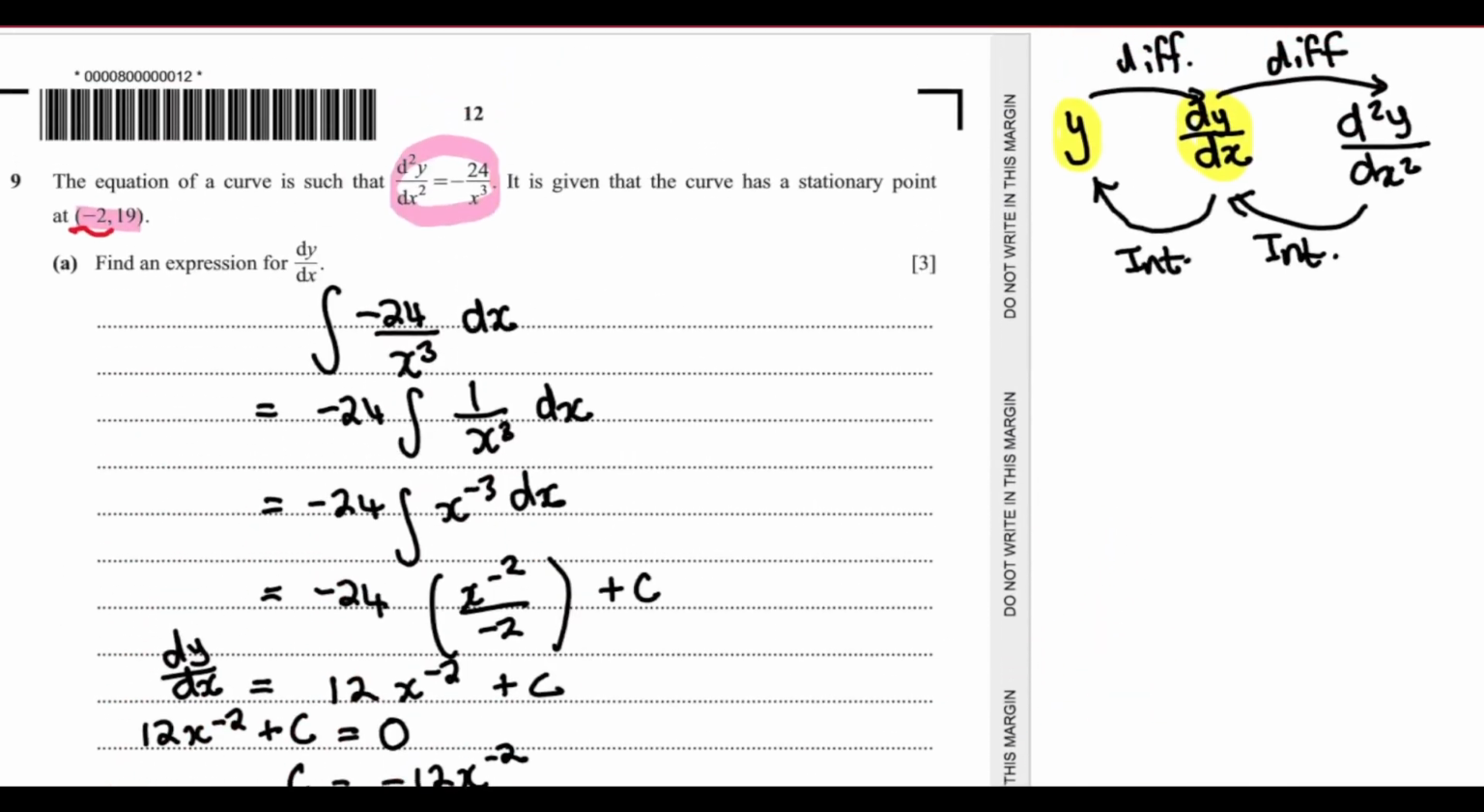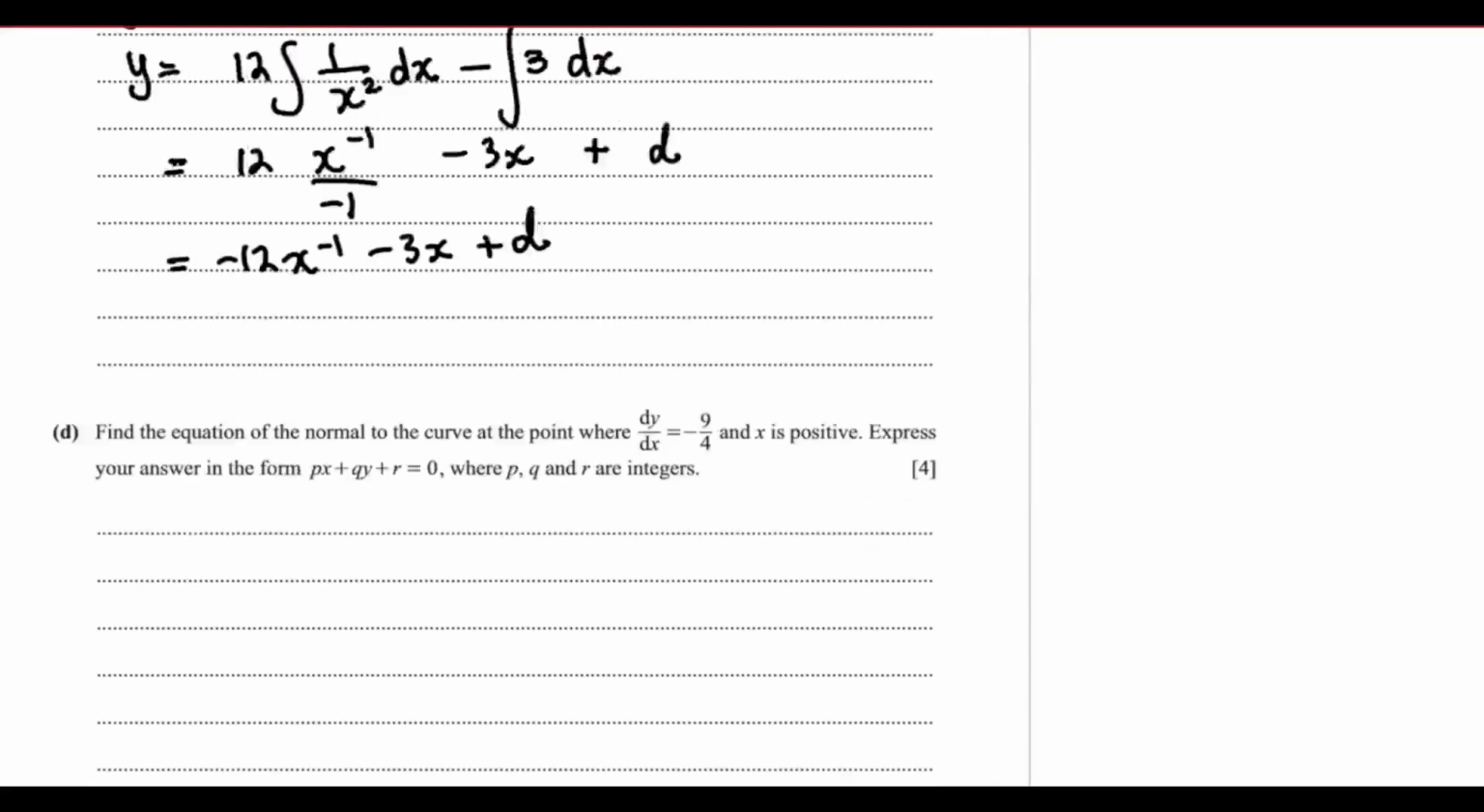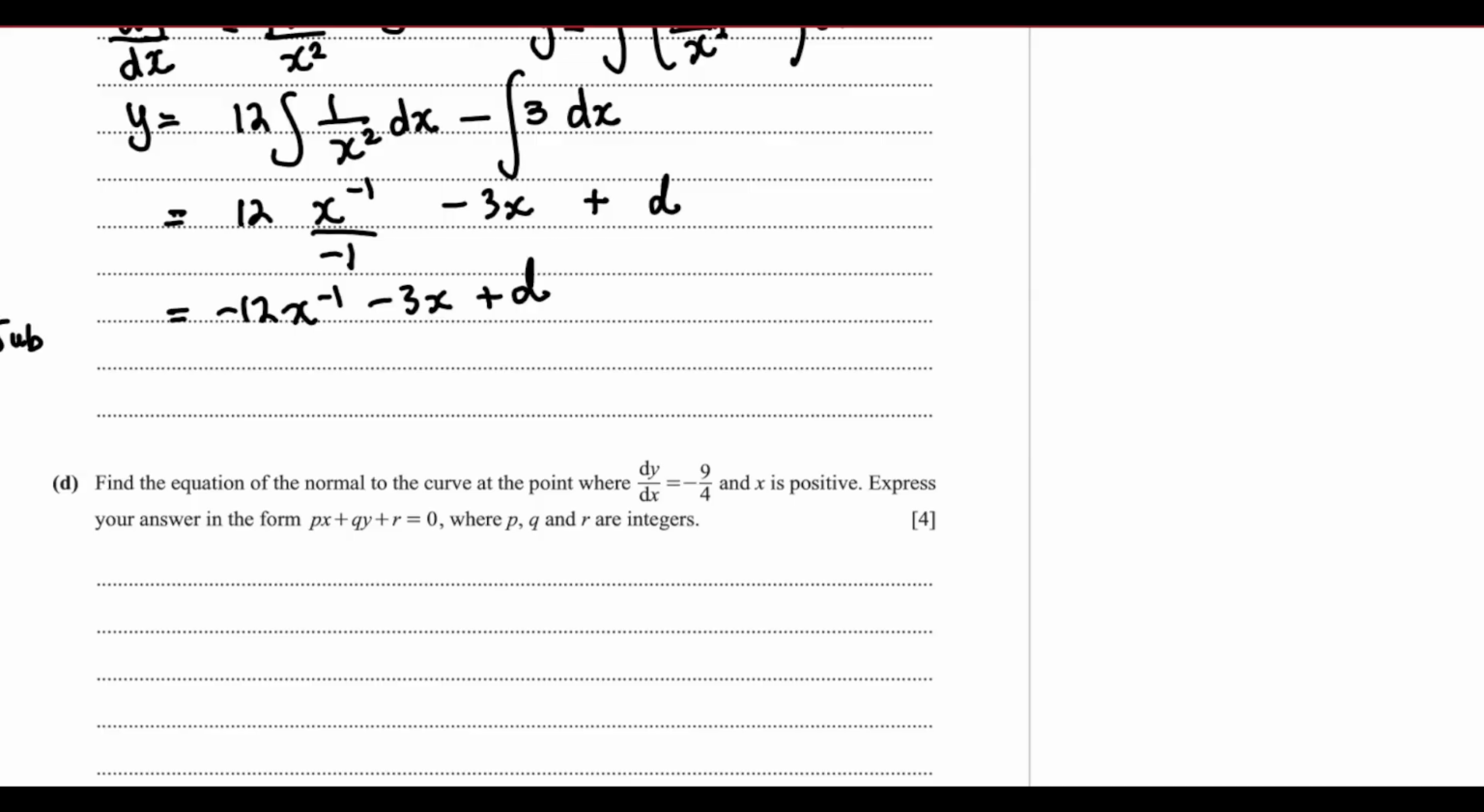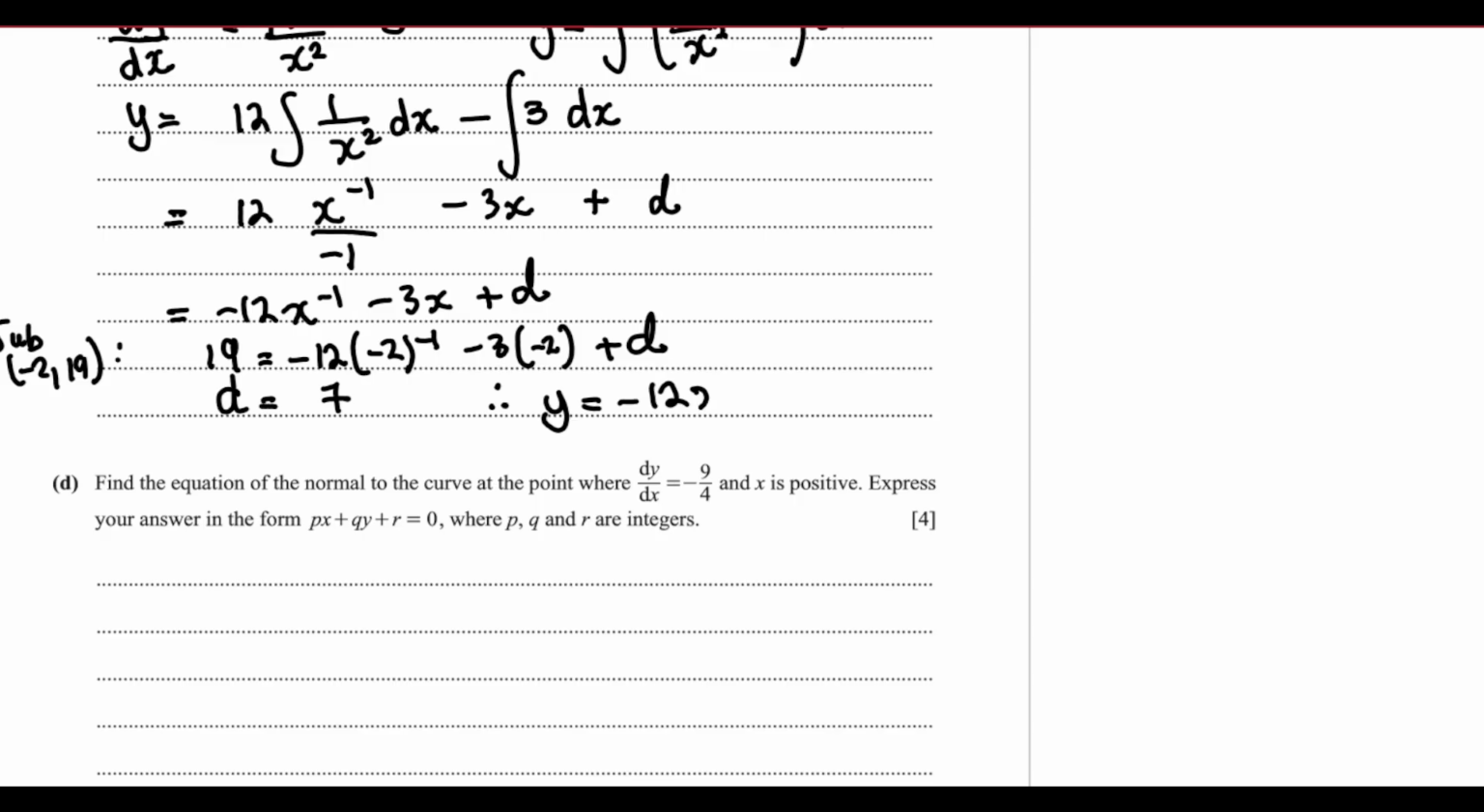we have a point on this curve, negative 2 and 19. Simply substitute that in there. What will happen then? I'll say 19 equals, now we only have an equation with d. If you rearrange that, you'll find d is 7. Okay, so y is negative 12 x to the negative 1, minus 3x plus 7.